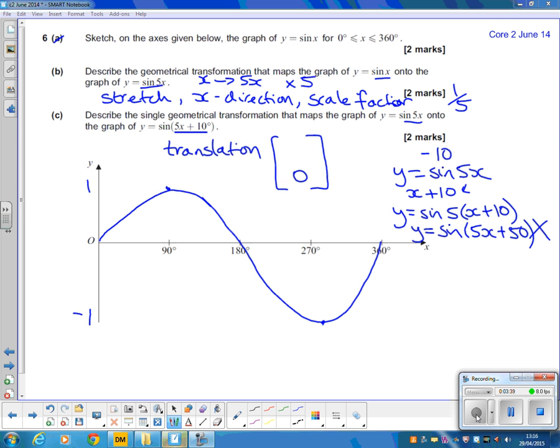So what number must it have actually been translated by? Well, if we did x plus 2, that becomes a 2 times 5, which is 10. That's correct. So the translation is actually -2 degrees.